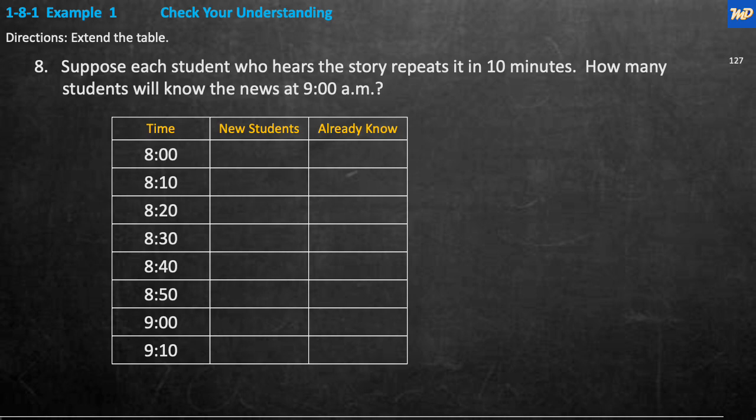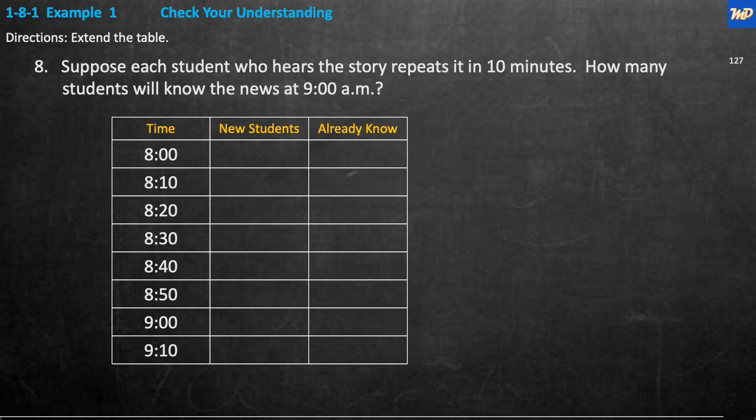Okay, so example 1, check your understanding. Extend the table, right? That's what we're going to do. Here's the table. We're going to extend it. Suppose each student who hears the story, it's the same story with a little twist to it, repeats it in 10 minutes, not 15 minutes. How many students will know the news by 9 a.m.? So we're just going to do the same thing we did. It wants to know how many. It doesn't say the limit. It just says how many students will know the news at 9.